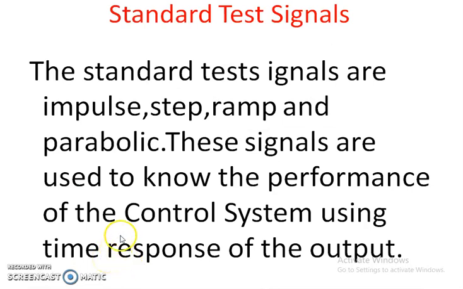Next, standard test signals. The standard test signals are the impulse signal, step signal, ramp signal and parabolic signal. These signals are used to measure the performance of control system using the time response of the output.